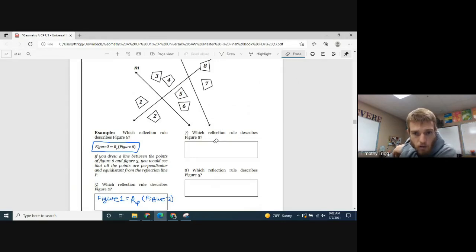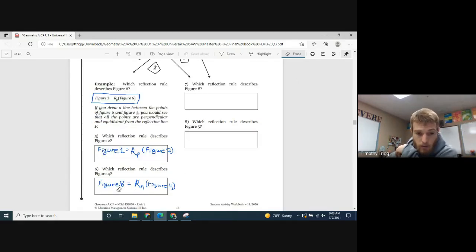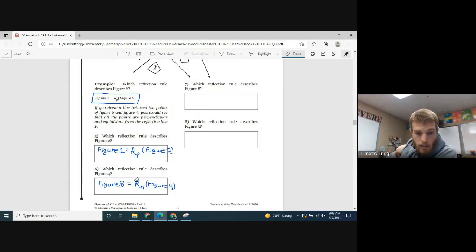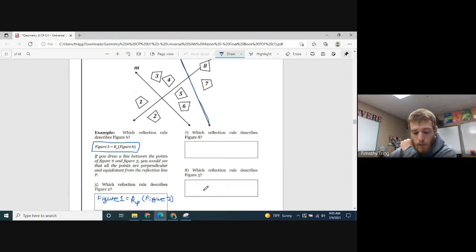Number 7, which reflection rule describes figure 8? Okay, so for number 7, I want you to try this one on your own. It's basically the same as what we did for number 6, okay? Notice 8 and 4 are a reflection across line N, so you should be able to just rewrite this, but flipped around a little bit. It should be like figure 4 equals the reflection across line N, figure 8. Which reflection rule describes figure 5? Okay, I'll give you a hint. You're going to be reflecting across line N again. Okay, let's see if you can figure out the rest of that for number 8.